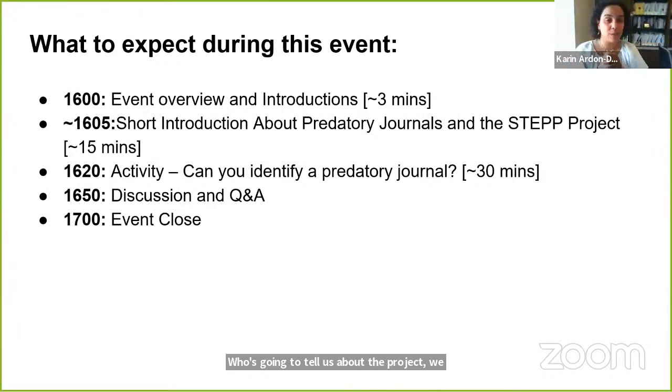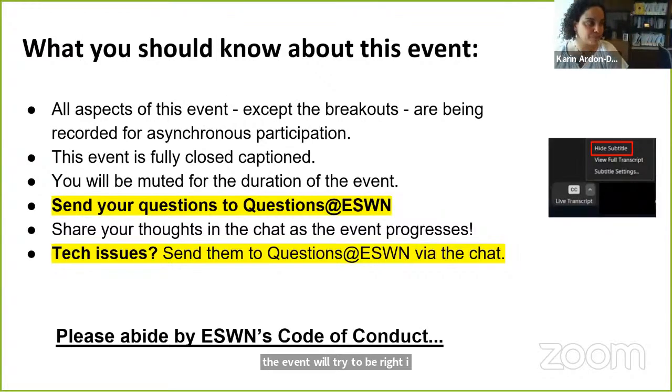We have a very interesting activity for you to identify predatory journals. We're going to wrap up the activity that will take place in breakout rooms in the main room and talk about your findings. We will have time for discussion, of course, and Q&A at the end of the event, and we'll close the event. We'll try to be right at the hour so we can make sure we're staying on time.